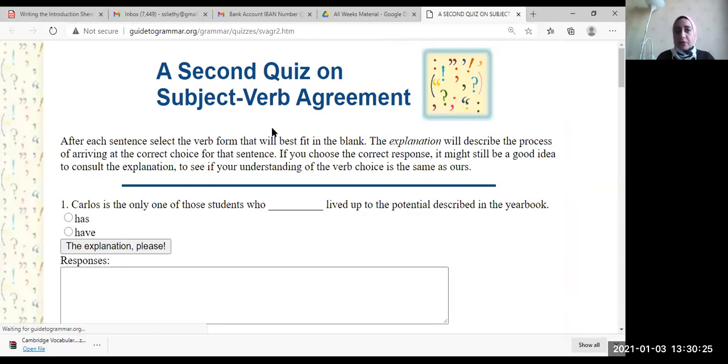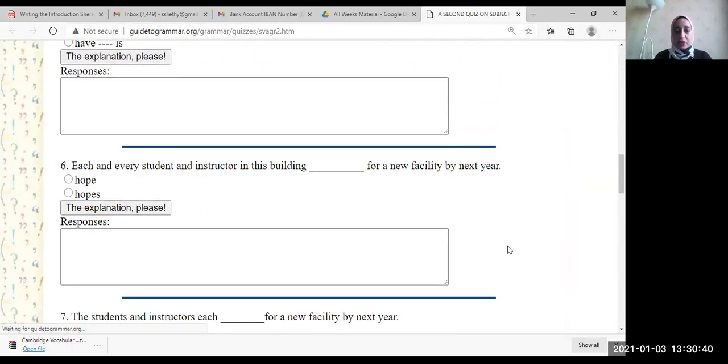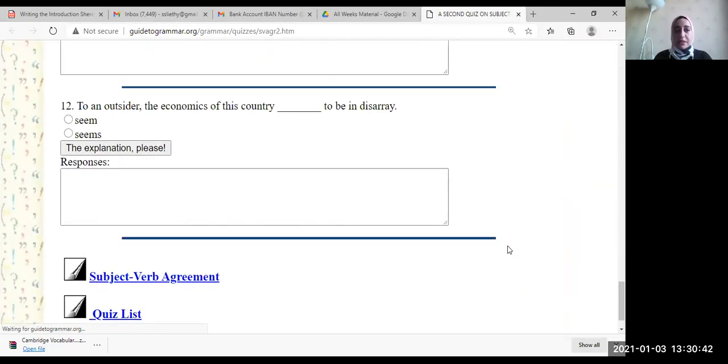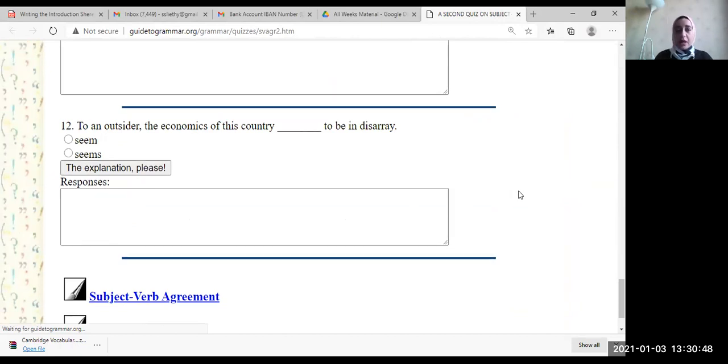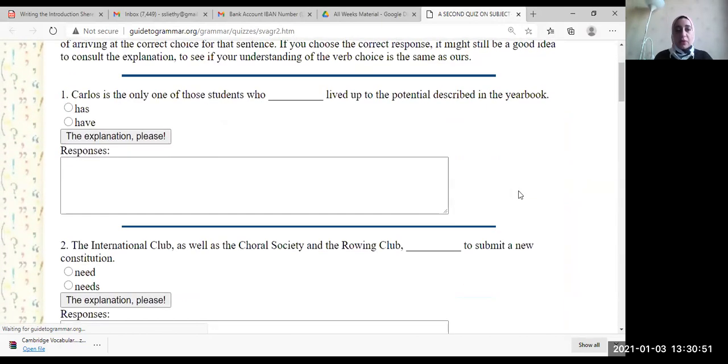After each sentence, select the verb form that will best fit in the blank. The explanation will describe the process of arriving at the correct choice for that sentence. If you choose the correct response, it might still be a good idea to consult the explanation. So the nice thing is that at the very bottom of your exercise, you will see the explanation. Which one did you get correct and why, and which one did you get wrong and try to correct it. Okay, the first one, for example, Carlos is the only one of those students who has or have lived up to the potential described in the yearbook. What do you think? Pause the video for a moment.